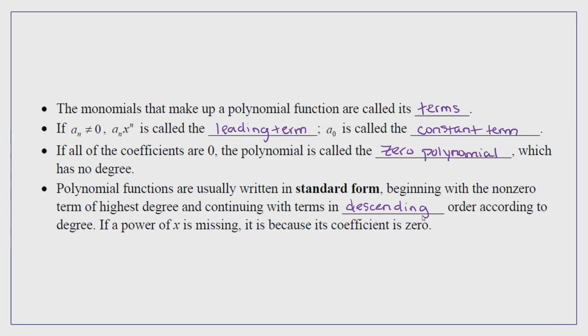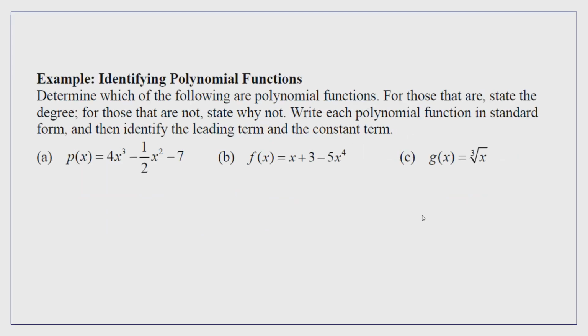Right? So we've defined a polynomial function and we listed some characteristics of polynomial functions. So now let's identify some polynomial functions. So now we're going to determine which of the following are polynomial functions. For those that are, state the degree. For those that are not, state why not. Write each polynomial function in standard form, and then identify the leading term and constant term.